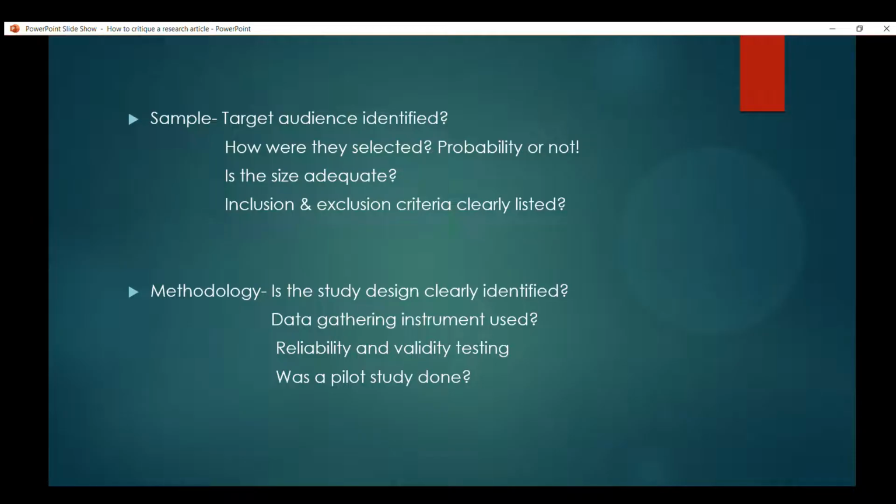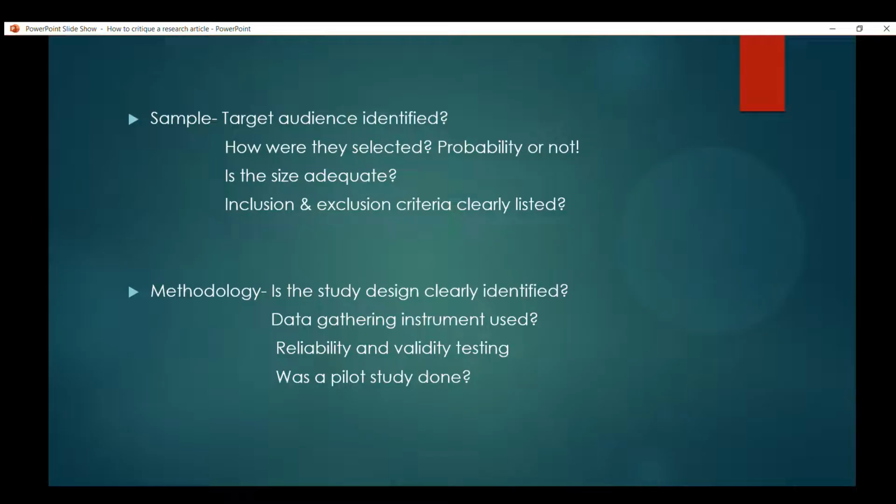And then that leads me to methodology. Methodology: is the study design clearly identified? That's one thing you want to determine. Is the study design clearly identified? Study design can differ: is the study experimental, is it quasi-experimental, is it retrospective, prospective, cross-sectional? There are several. So which one was it? And the whole essence of knowing it is to say, okay, if it was cross-sectional, you can state the advantages and the disadvantages as well, but you're not saying whether it is bad or good.